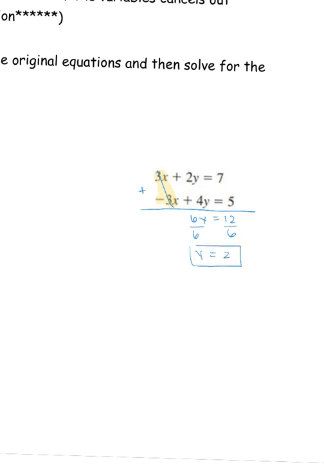Again, we have our y value. Now we have to determine our x value. Again, you can use either equation, but I have 3x plus 2y, where y is 2, is equal to 7. 3x plus 4 is equal to 7. Subtract 4 from both sides. We get 3x is equal to 3. Divide both sides by 3, and we get x is equal to 1. So we have the solution 1, 2. So remember, our x value goes first and then our y value.